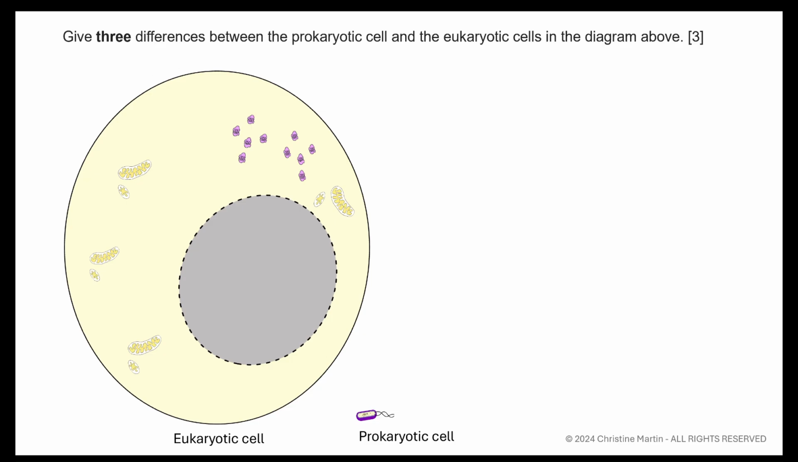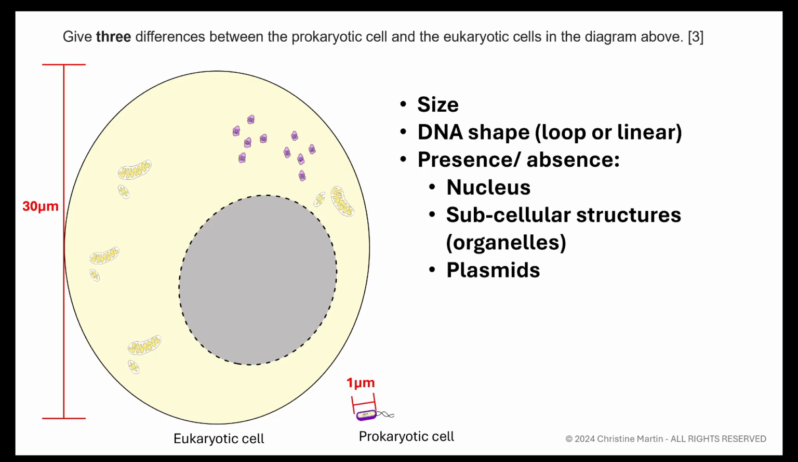If it were to ask me, well, what are the differences between the prokaryotic cell and eukaryotic cell? Well, what I'd be looking for is the fact that their size is different. The eukaryotic cell is much larger than the prokaryotic cell. The DNA is shaped differently, i.e. in the prokaryotic cell, it's a loop, whereas in the eukaryotic cell, it's linear. Whether or not there is the presence or absence of something.